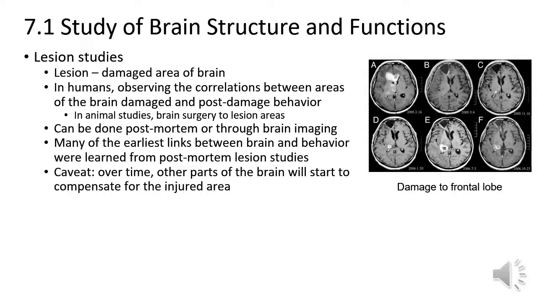In animals, it's a little more experimental, so scientists can do brain surgery on a rat, for example. If they want to know what the memory functions of the temporal lobe are, they might do brain surgery and cut the parts of the temporal lobe out of the rat, and then have it perform memory tasks later to see how that affects their memory functioning.